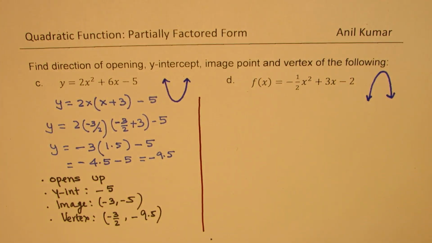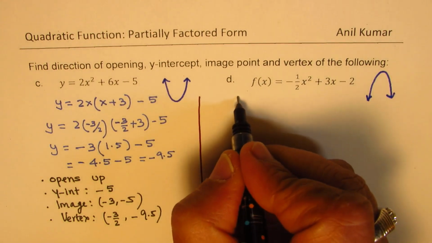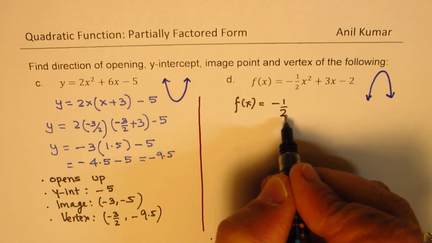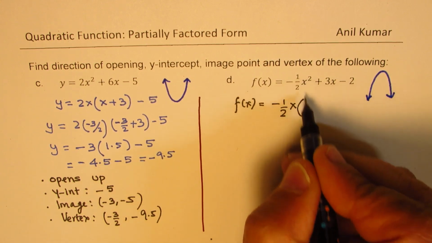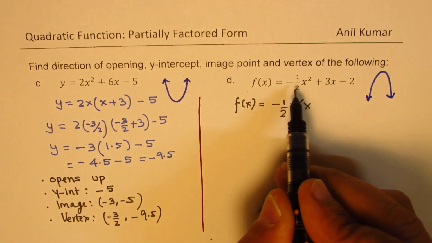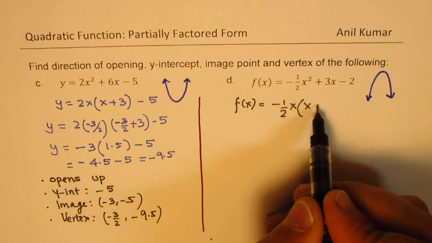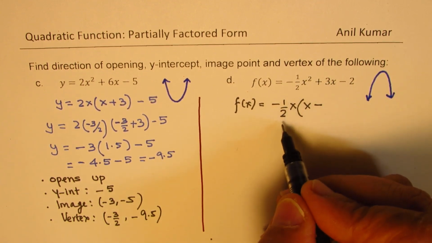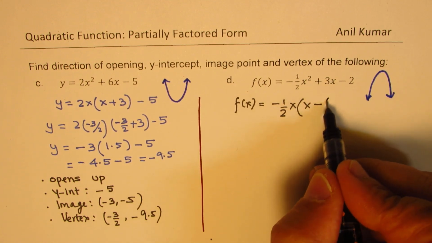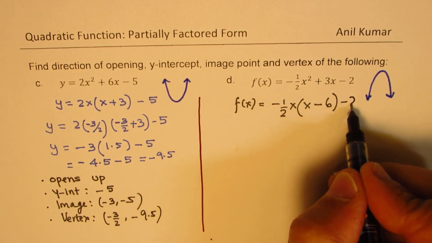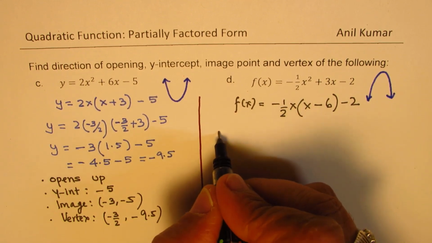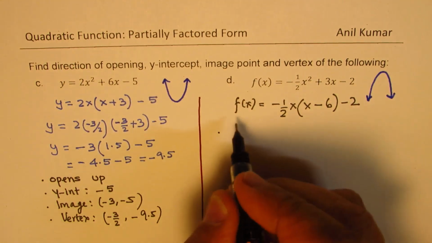I have taken a fraction here. So we'll write this as f of x equals to partial factor, minus half and x. So you're left with x here. Since you have minus half, the sign will change. You have to now multiply, right? Dividing by half is as good as multiplying by 2. So you get -6 and -2. Perfect. So as soon as you do this, you could answer all these questions.